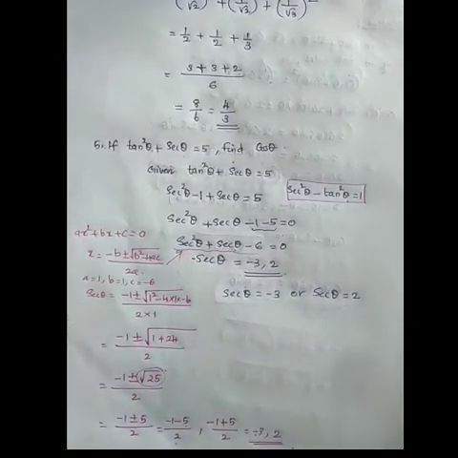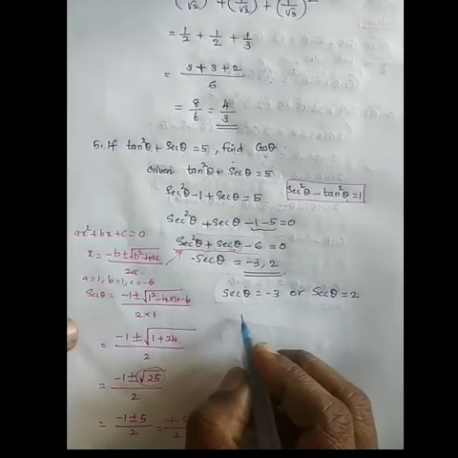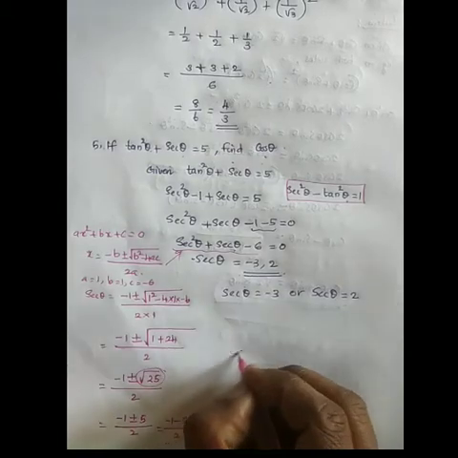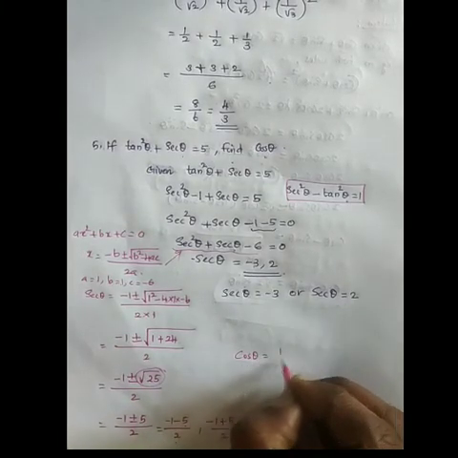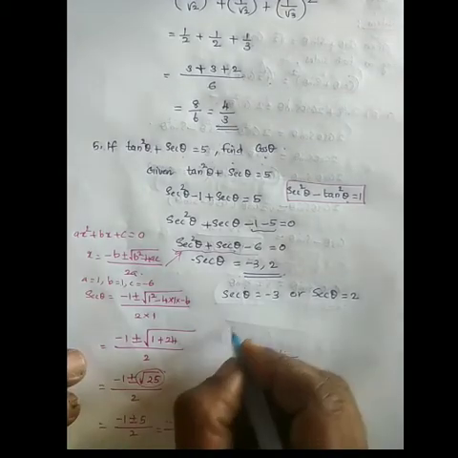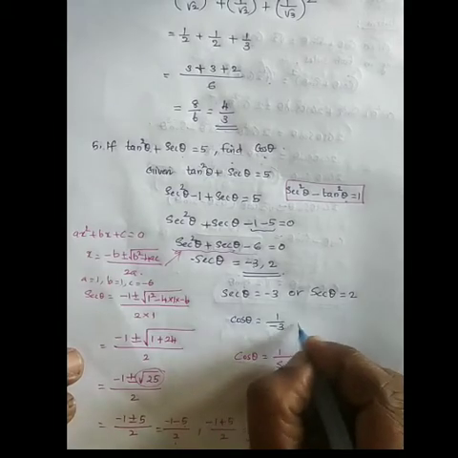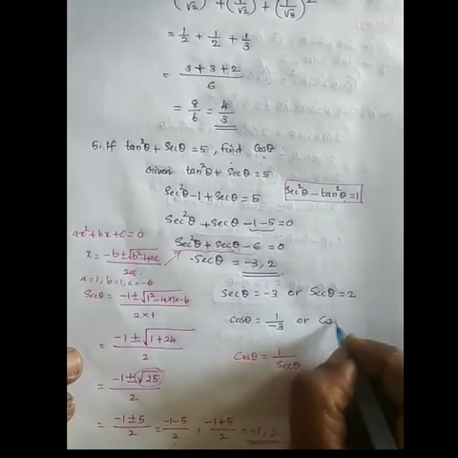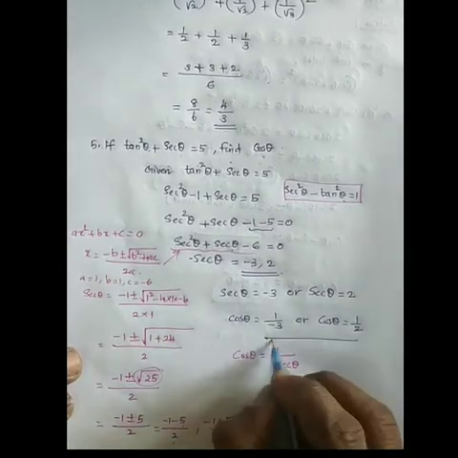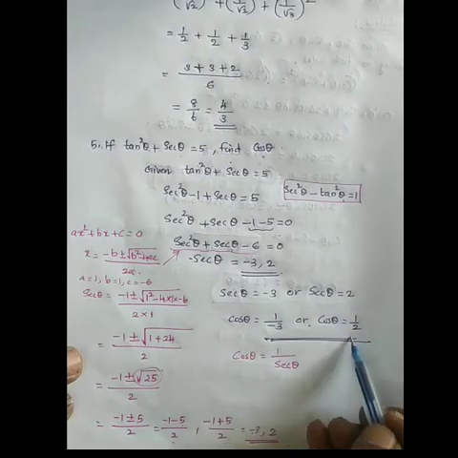We have to find the value of cos theta. We know that cos theta is the reciprocal of sec theta. We know that cos theta equal to 1 by sec theta. Therefore, cos theta equal to 1 by minus 3 or cos theta equal to 1 by 2. Therefore, the values of cos theta are minus 1 by 3 or 1 by 2. Clear?